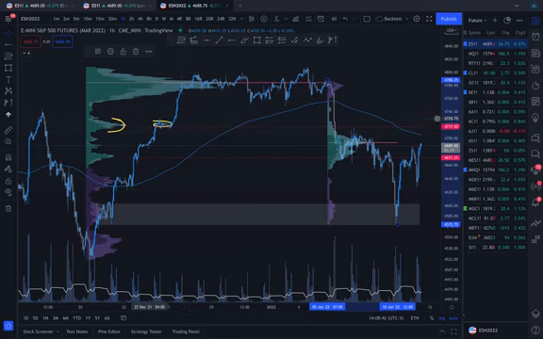We know that so many people transacted here. And so there's going to be a lot of people that maybe want to try to work their way out of positions and get out at break even there. So that would be a great place for a short entry.